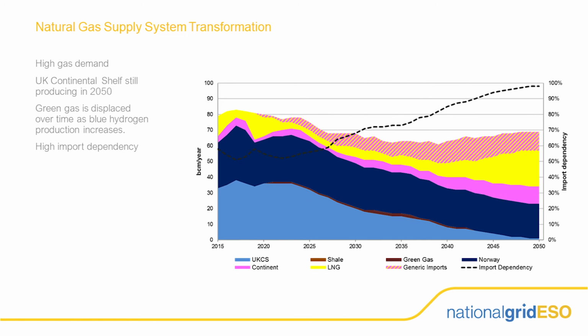Moving on to system transformation. This is a high gas demand scenario with gas being required to produce hydrogen. Gas from the UK continues to produce in this scenario out to 2050, but as you can see, it does decline. Much like consumer transformation, green gas does grow slightly, but is displaced, in this case due to the increased use of hydrogen. Due to the reduction of UKCS, we can see the increase in import dependency. This reaches a maximum of 98% of all gas being imported by 2050. This imported gas is met by strong performance from Norway, as well as an increase in LNG imports.